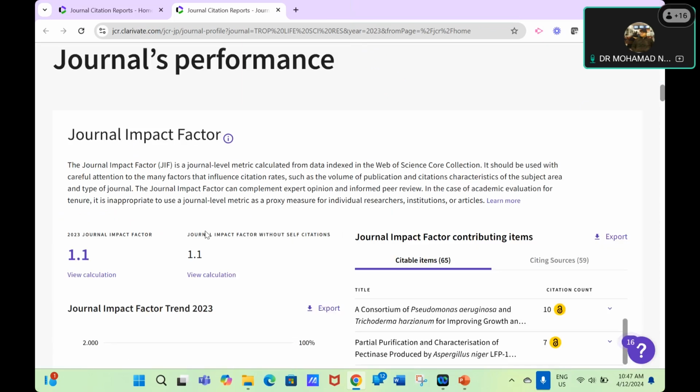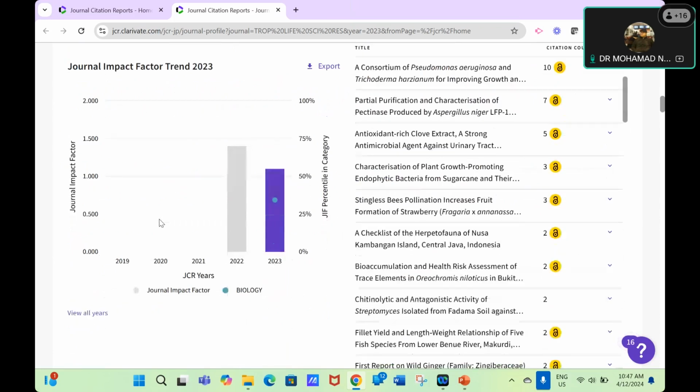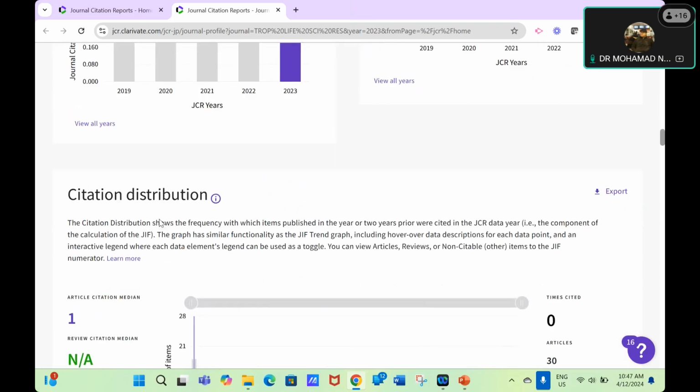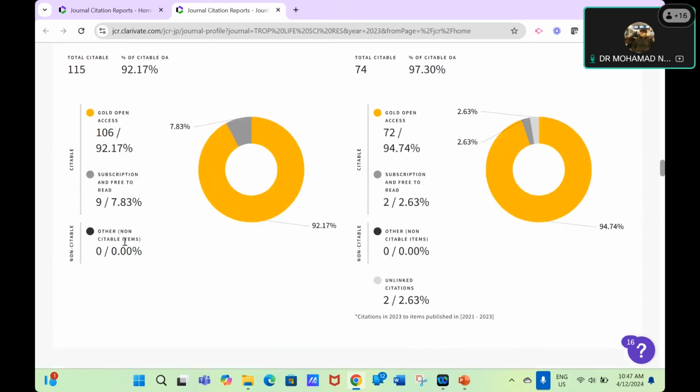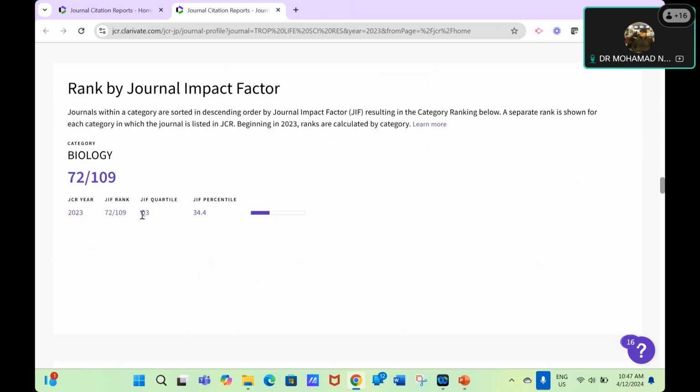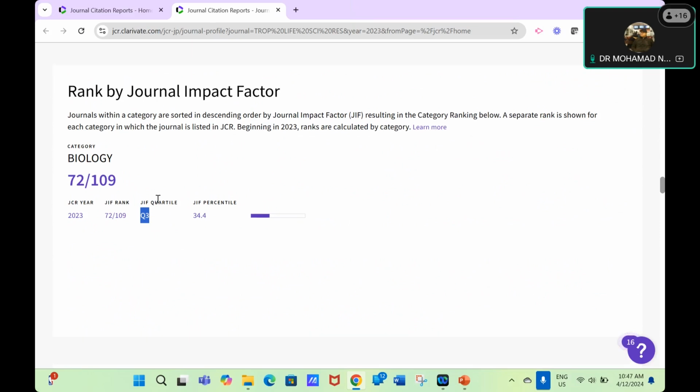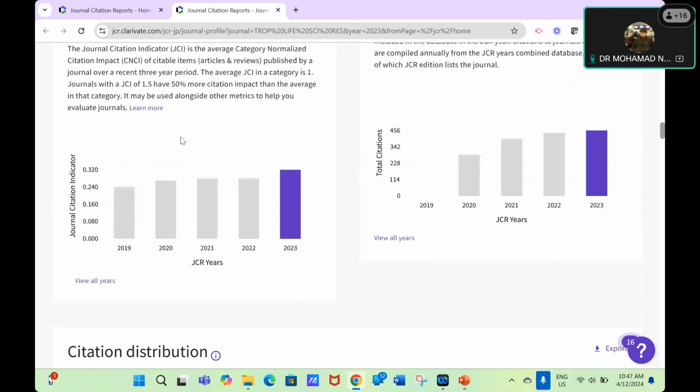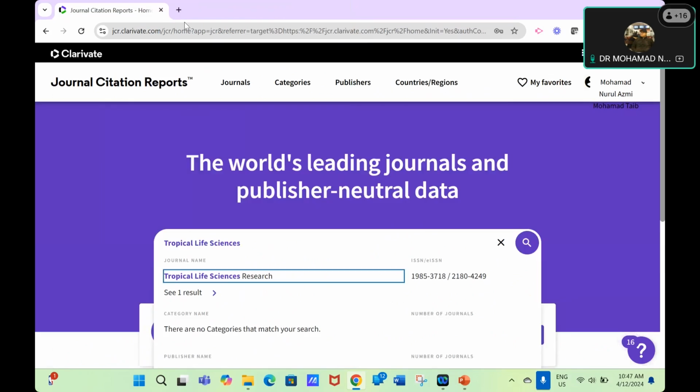So the impact factor is 1.1, which is acceptable. Okay, good. Next, I want to see what quartile these publications are. It's quartile 3. It's good. Quartile 3 is good. So we have a publication with Idris recently, and hopefully it will soon be accepted by Ibrahim. So it's good. Okay, so this is the JCR.